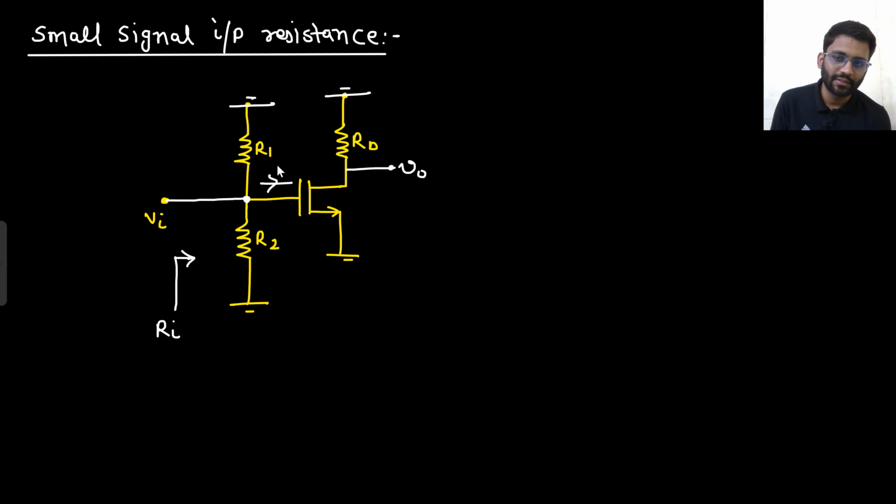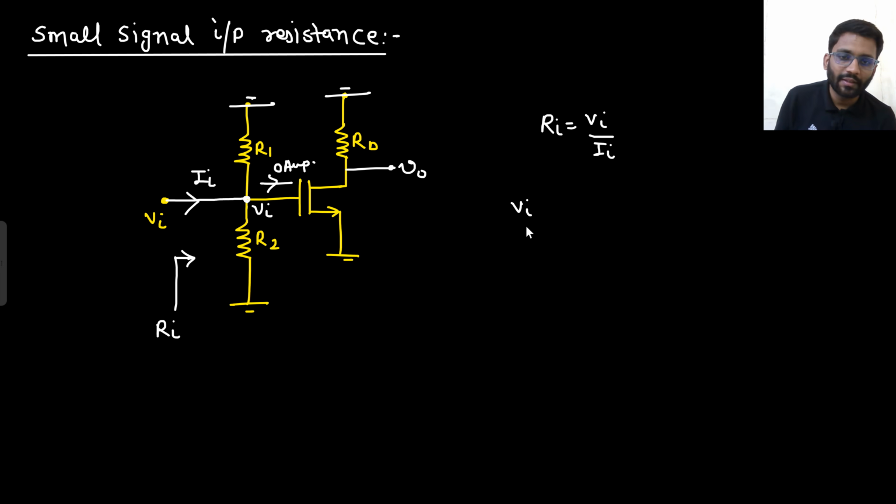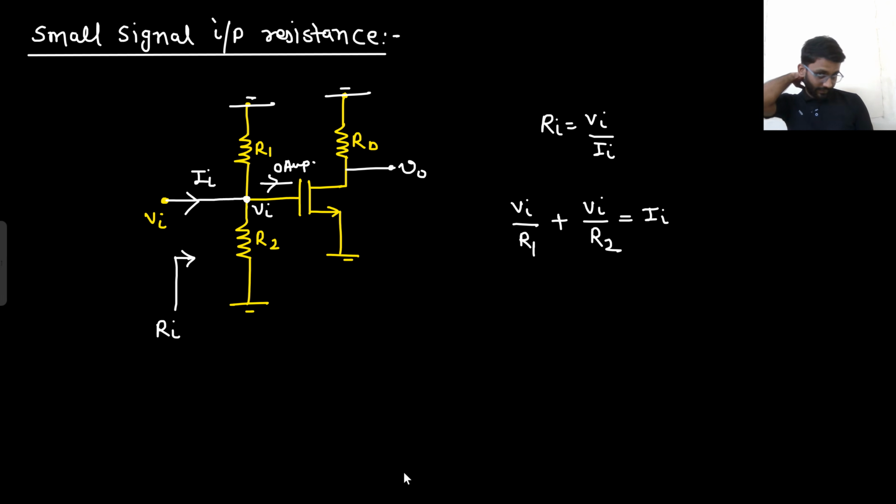Here what is the current? 0 ampere current. So if I am applying a Vin and getting I in out of it, what will be my R in? That would be V in by I in. So let's calculate V in by I in. Here this potential will also be V in. So V in by R1 plus V in by R2 is equal to I in, right? This current plus this current.